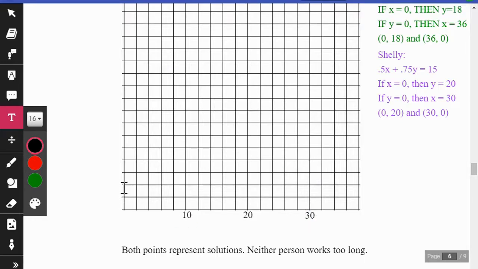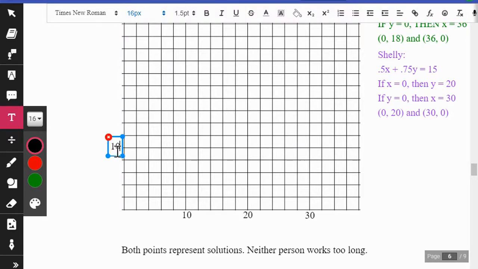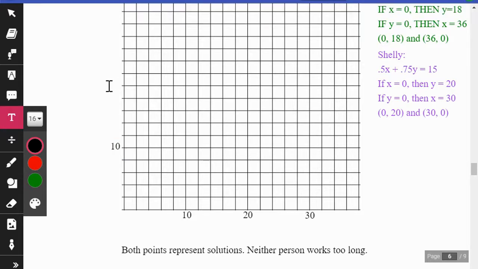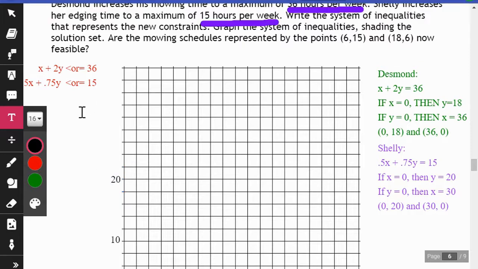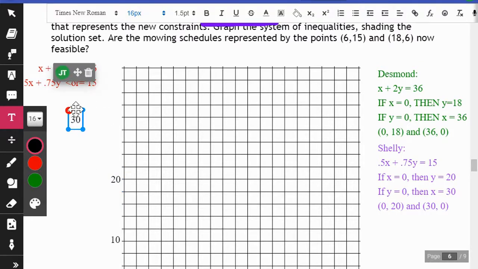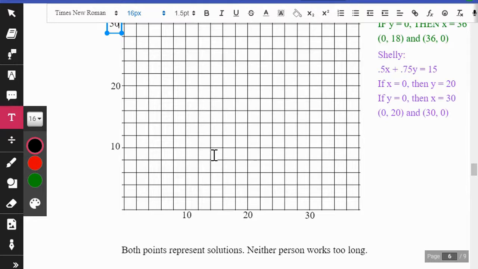There's that. 2, 4, 6, 8, 10, 12, 14, 16, 18, 20. Now the other axis, in the right spot. 14, 16, 18, 20, and one more. 22, 24, 26, 28, 30. There. All right, so now I just have to graph it.